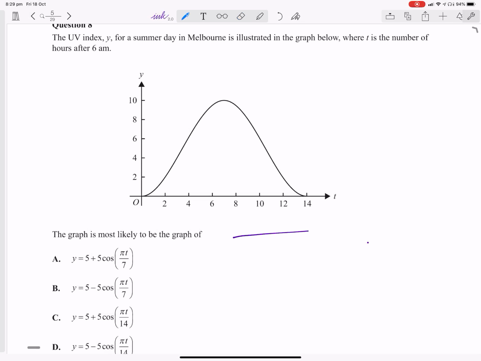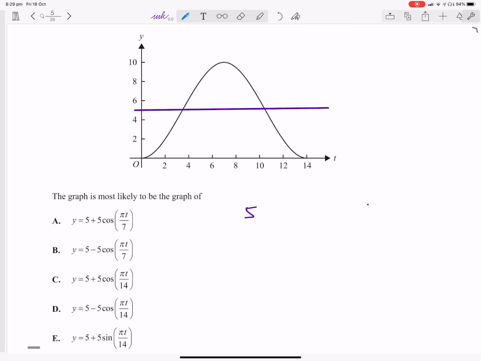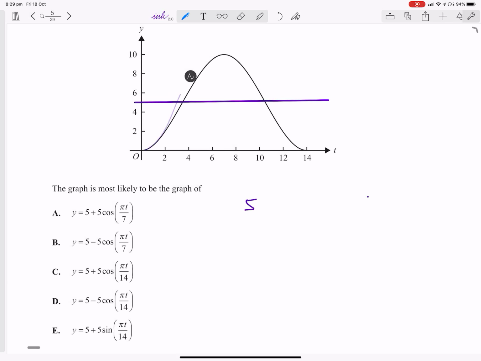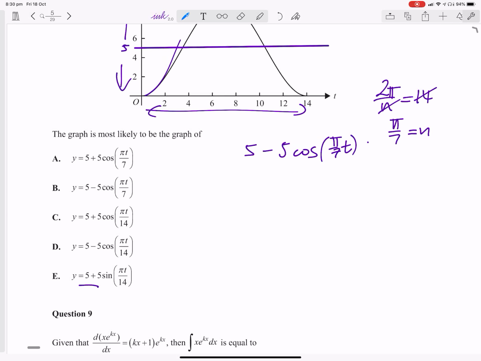Okay, let's have a look. So it looks like we've got a cos graph. They're all cos. Our center is at 5. It's an upside down cos graph, unless it's sine, but we'll assume it's cos because most of them are cos. So if the center is at 5, it's got to go up 5 and down 5, but it's negative, so negative 5 cos. My period, 2 pi on n is equal to 14. Switch these two. Pi on 7 is equal to n. So pi on 7 t. Now is that graph there? Center, up and down the amplitude, and it's upside down. Yep, that's it.